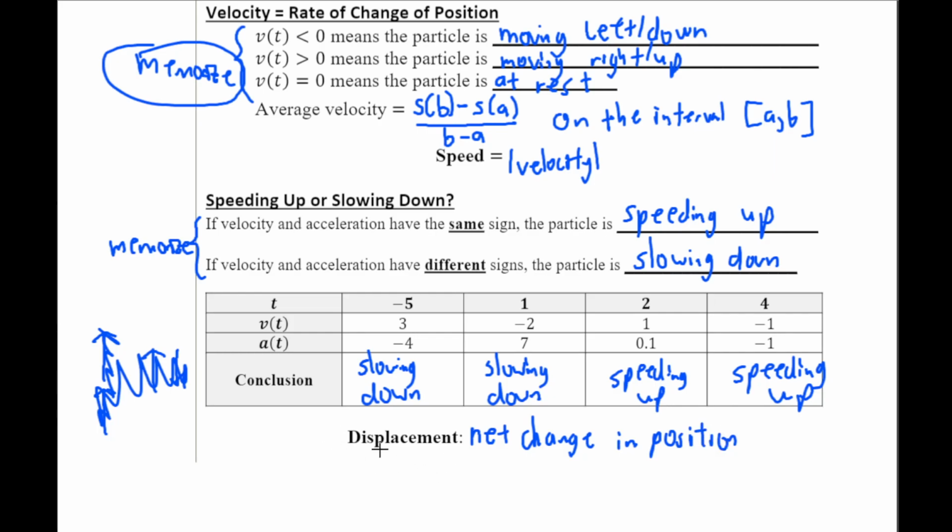So displacement is just the difference in distance from where you start to where you end. Let's say I'm right here, that's me. Let's say I take 5 steps forward, and then let's say I take 2 steps back.